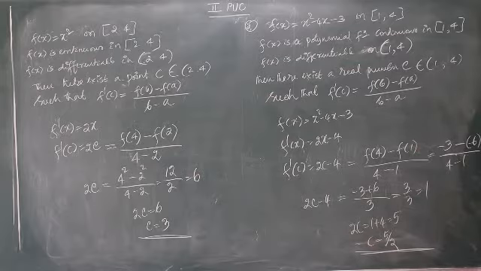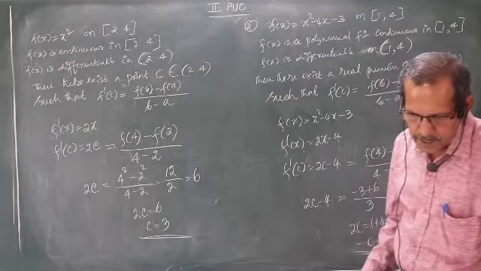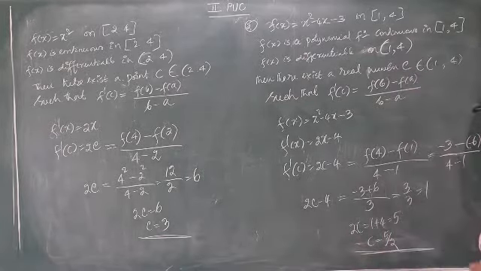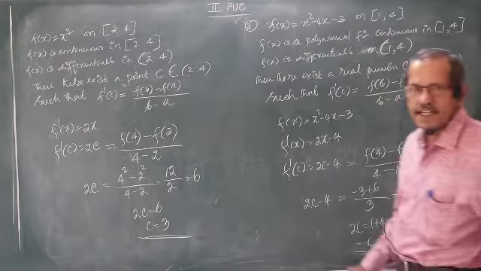5 by 2, which lies between 1 and 4. Correct, no? Yes, no doubt. So totally you have to find the value of C, that's all.